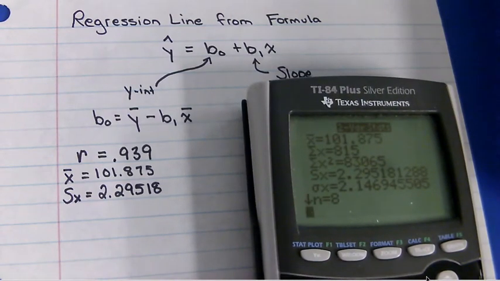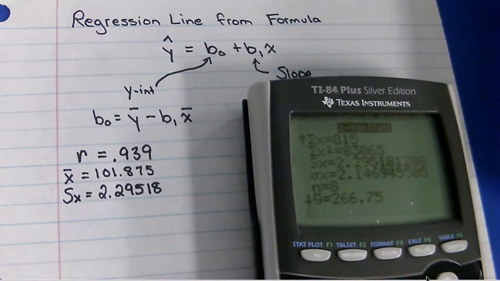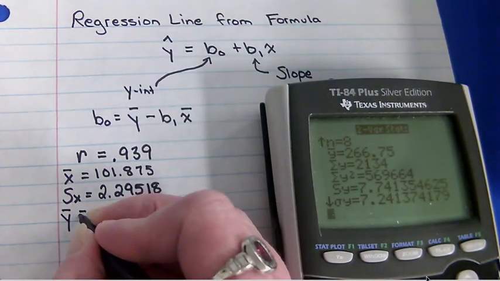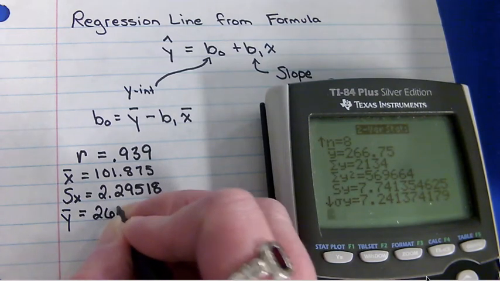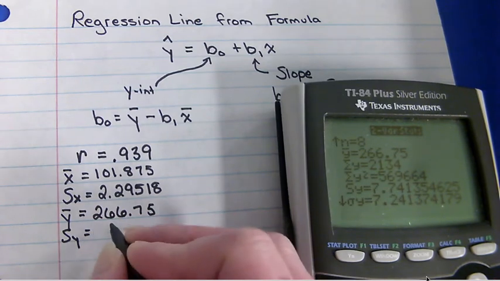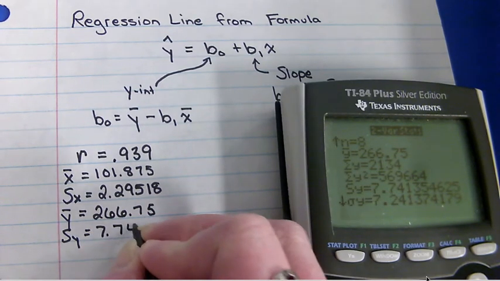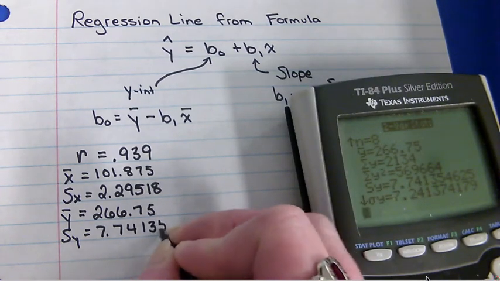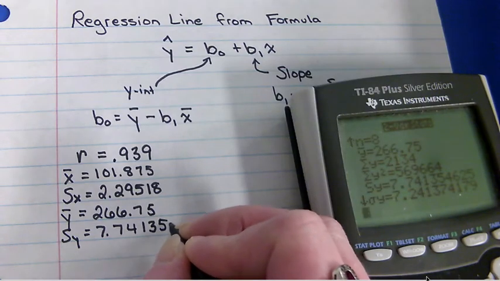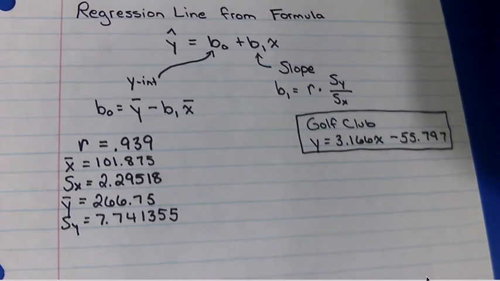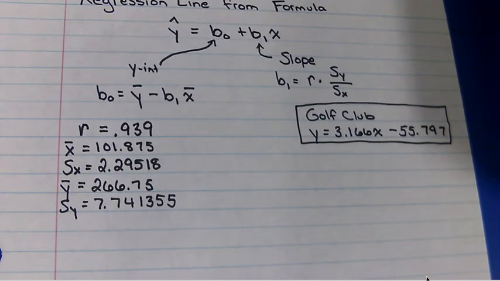I'm going pretty far so that I get more accuracy. So that gives me all kinds of stuff about the x's, and watch, if I go down a little bit further, there's y. So y bar is 266.75, and the standard deviation of y is 7.741355, if I round it up. So I went pretty far on the decimal places to hopefully get kind of close. I didn't write them all down, which I probably should have, but we'll go with it.